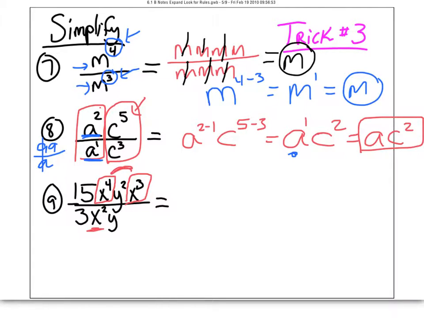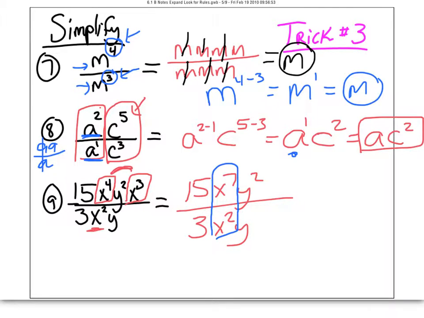If I expand it out, it'd be x 4 times and x 3 times. So it's 7. I'm just going to add them, remember? So 15, x to the 7th, y squared, over 3, x squared y. Now I can tell there's more work to do. These 2 x's need to be crunched together. These 2 y's need to be crunched together.